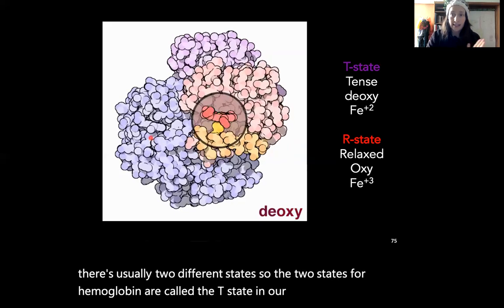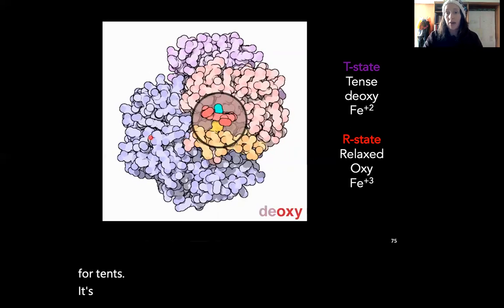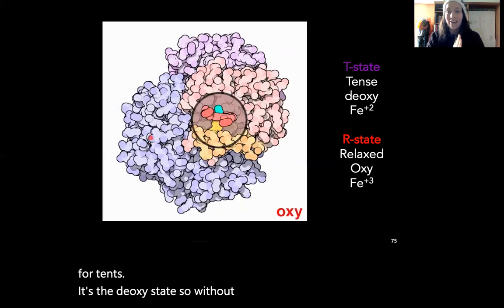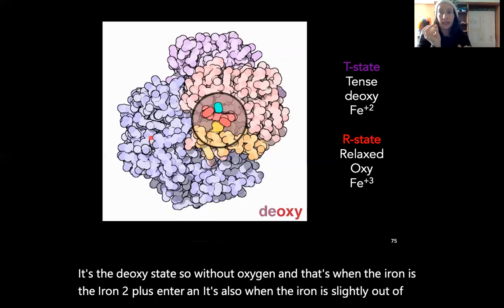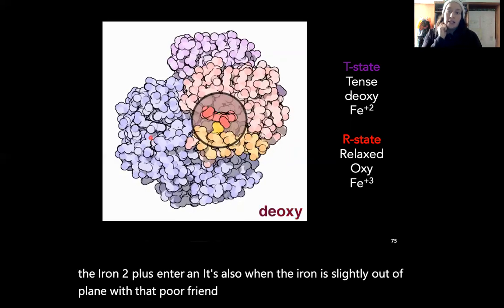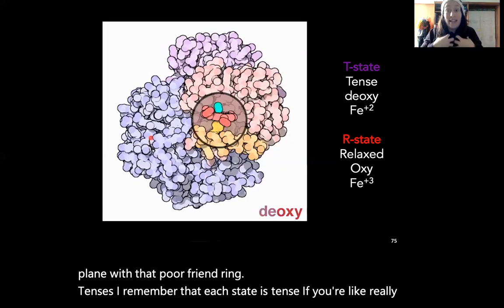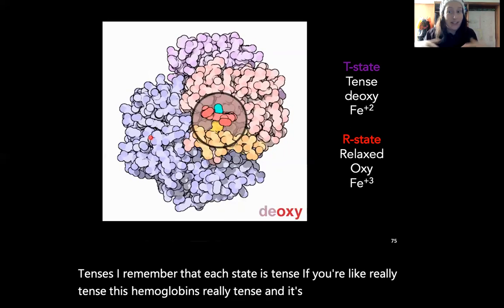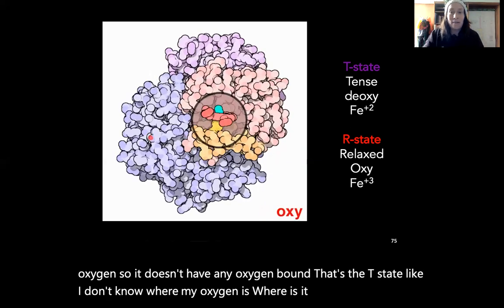The T state, T stands for tense. It's the deoxy state, so without oxygen. That's when the iron is the iron 2+ center, and it's also when the iron is slightly out of plane with that porphyrin ring. This is how I remember it: the T state is tense. If you're really tense, this hemoglobin's really tense and it's saying, where's the oxygen? It doesn't have any oxygen bound. That's the T state. Like, I don't know where my oxygen is. Where is it? I'm really tense.